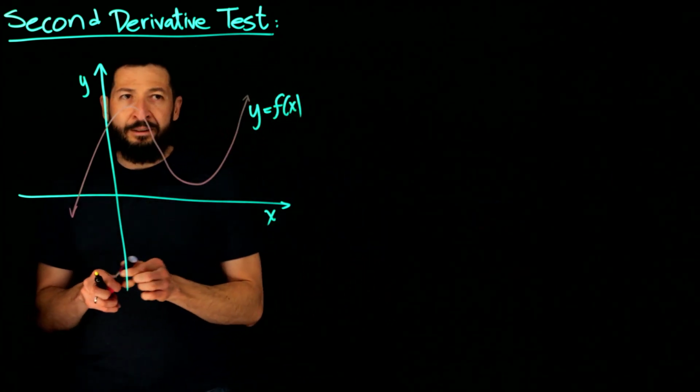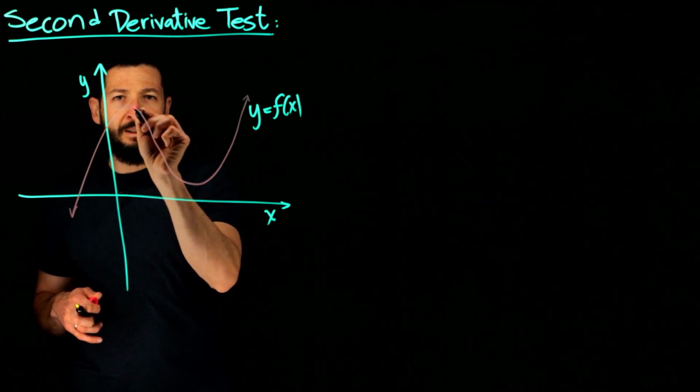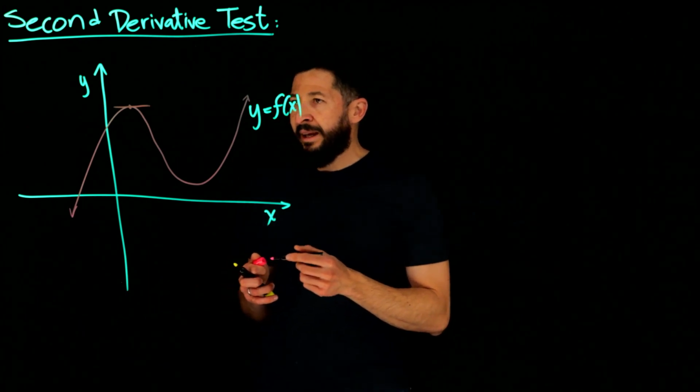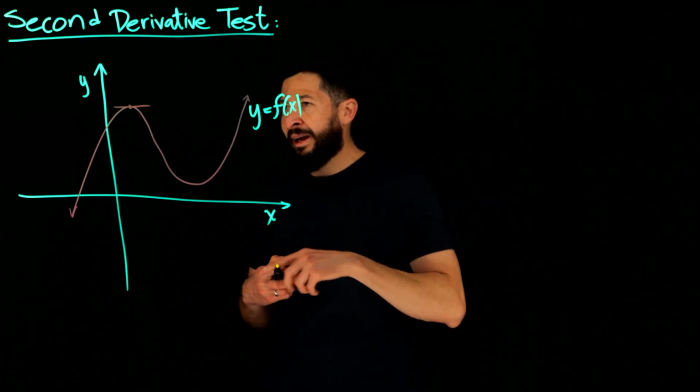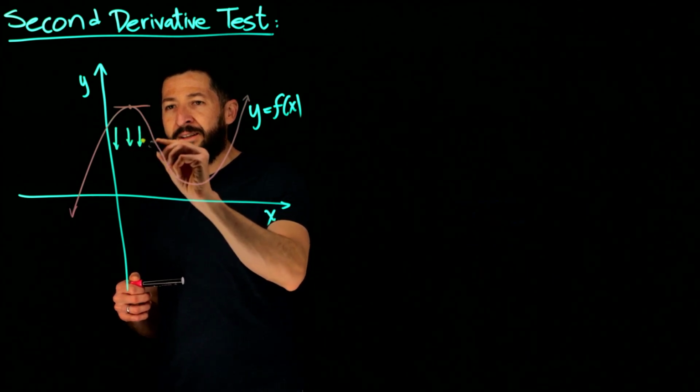So I have my relative maximum right around here. Right there, my derivative will be 0, so it is a critical number. But what happens with the concavity here? Well, the function is concave down.